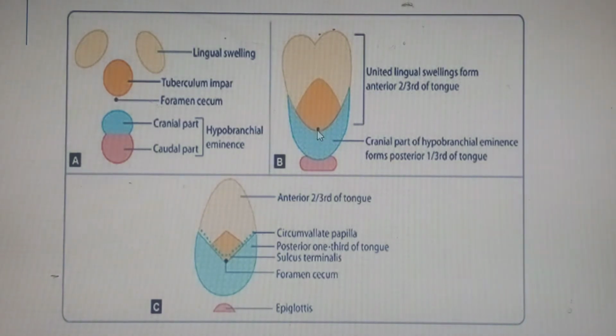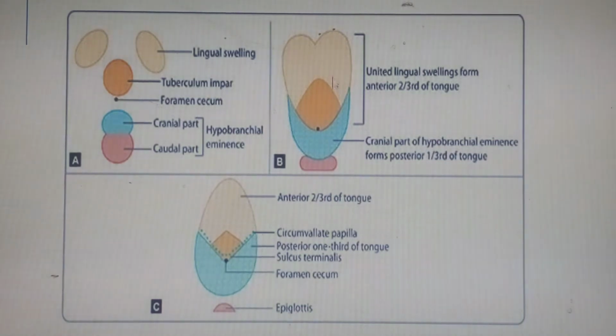With the help of the sulcus terminalis together with the foramen cecum, we're able to get the anterior 2/3 of the tongue, and we're also able to get the posterior 1/3 of the tongue. Remember that the anterior 2/3 of the tongue is the oral portion of the tongue, with the posterior 1/3 being the pharyngeal portion, or something we call the root of the tongue.